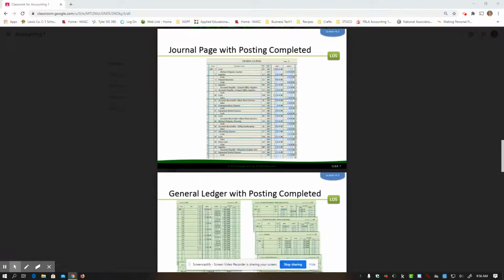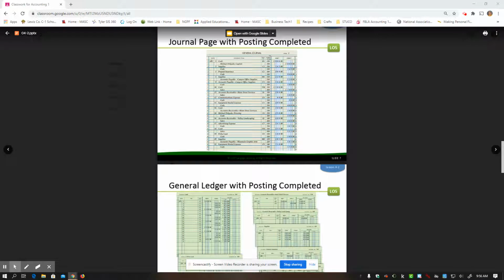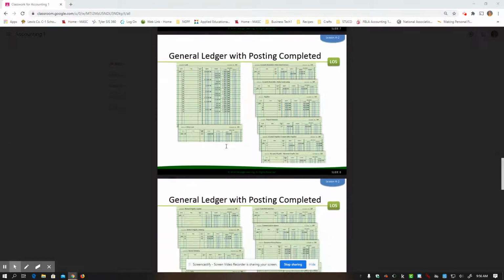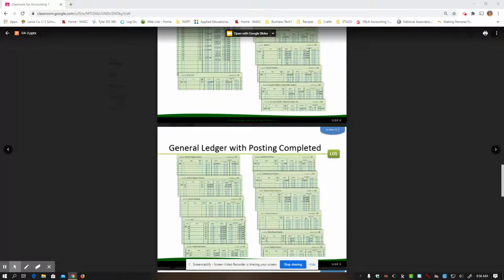Okay. Here is a journal page with posting complete. This is posting. Do you see, knowing that they're all complete with all those numbers down there? And this is a ledger with all that posting complete. It's a lot easier on your electronic version, I promise. This is the paper version, and it was pretty intense. But the electronic one, they're all right there for you, and you just click on them and open them.